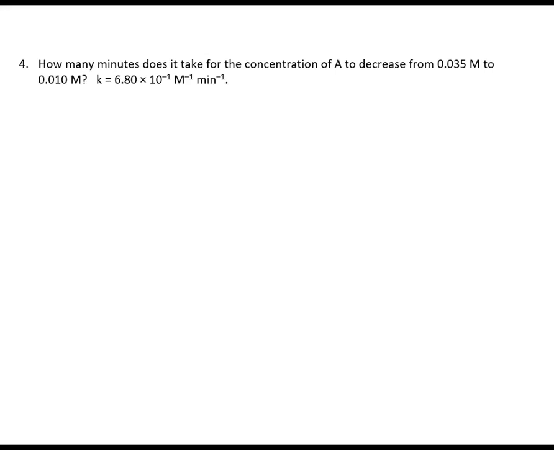In this example, defining our terms, the question asks how many minutes. So we're solving for time. Does it take for the concentration of A to decrease from its initial molarity, which is 0.035, to some other molarity, which is 0.010. And we're given K. Starting with the regular form of the second order rate law, 1 over A equals KT plus 1 over A naught.